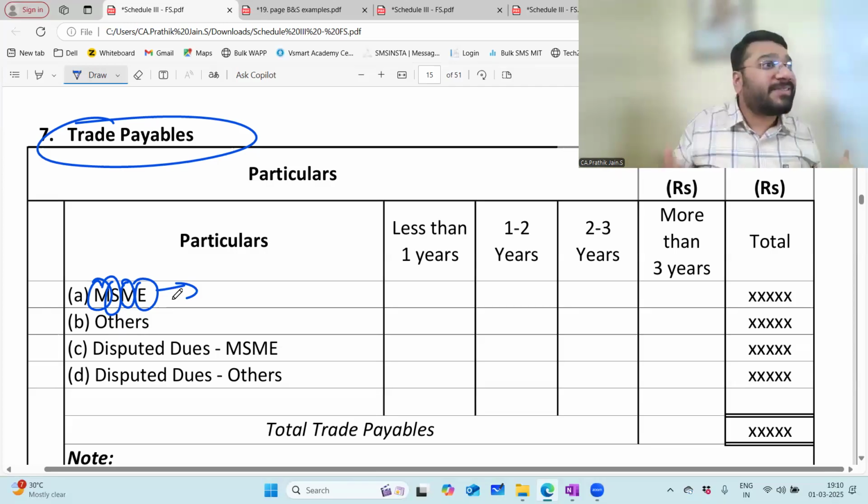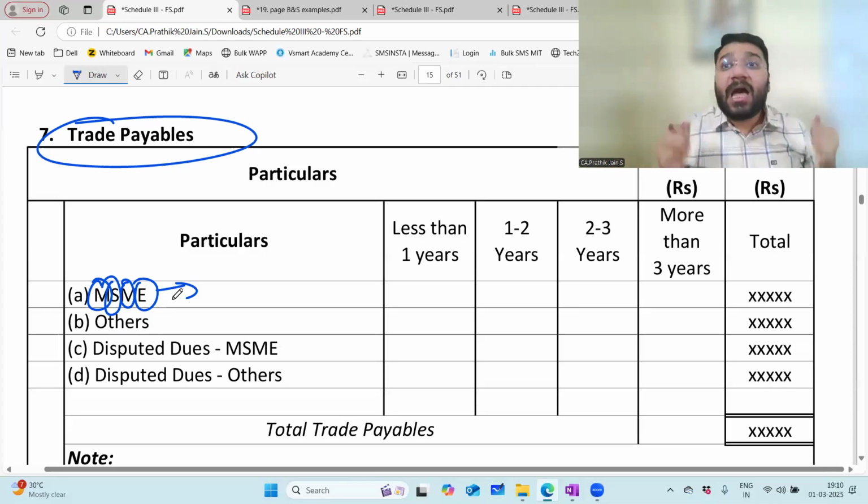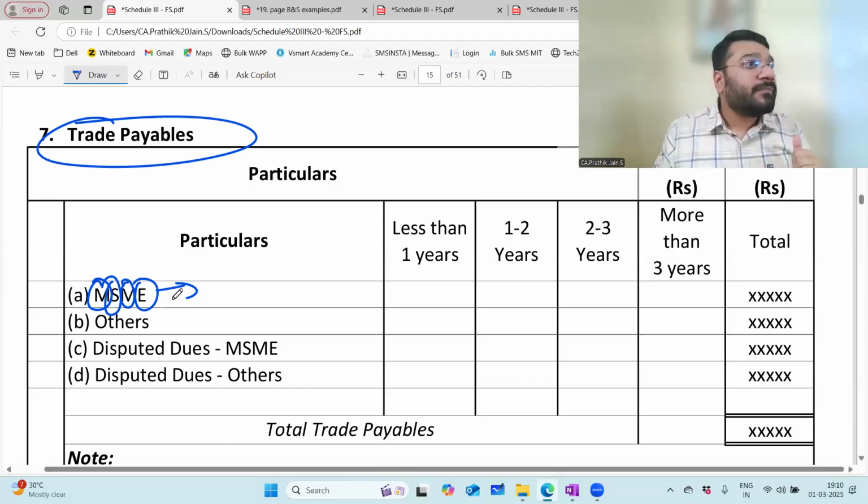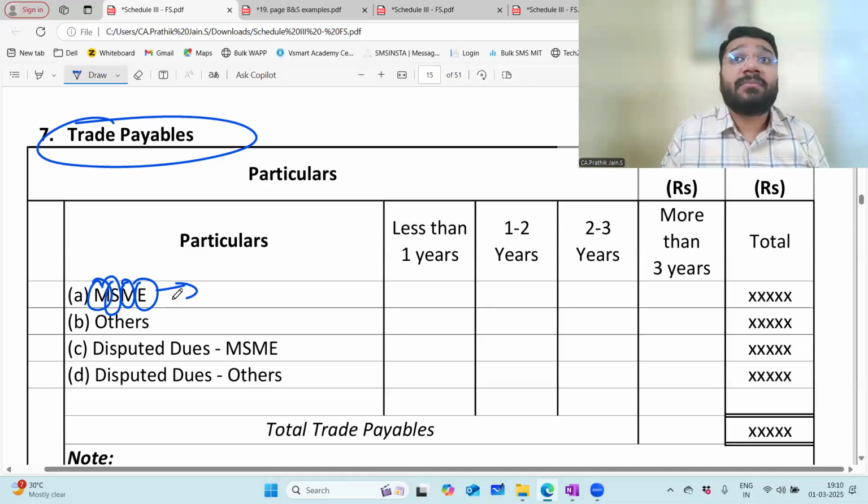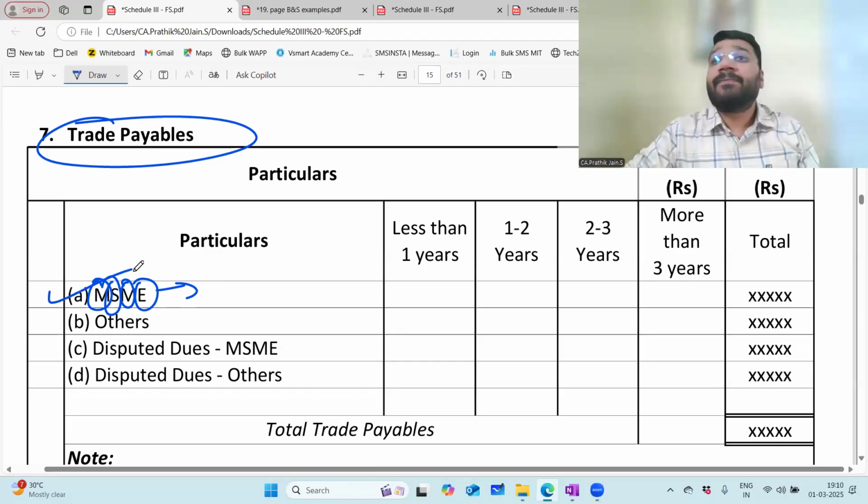How will you do your business? How will you pay your monthly rentals? How will you pay your monthly salaries? So all the micro enterprises, small enterprises, medium enterprises got significantly affected during this period. A lot of big companies defaulted the payment of MSMEs.